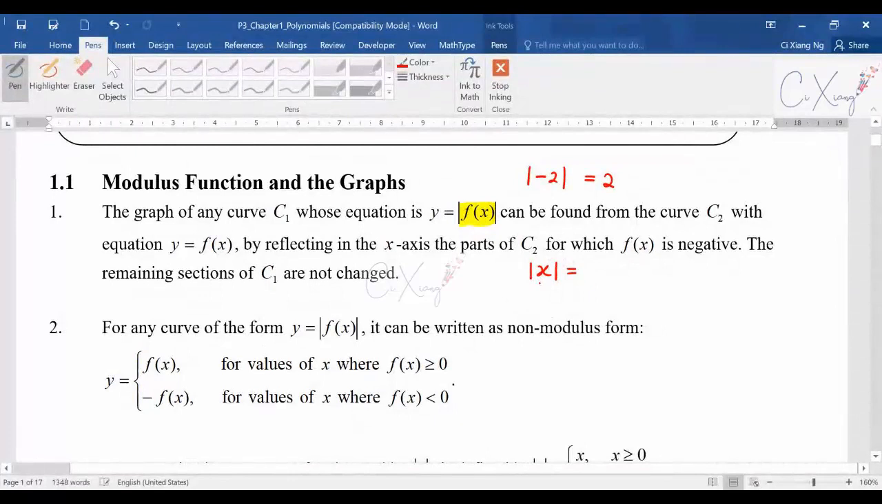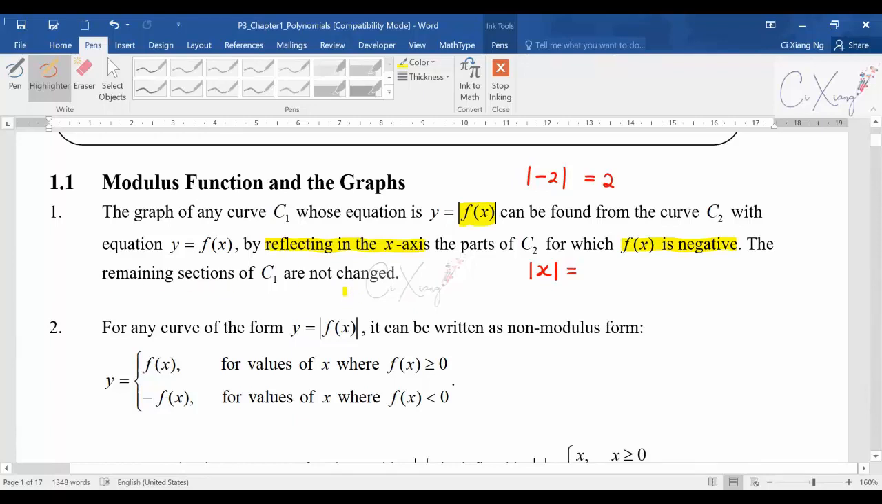And what will happen if we are having modulus x here? As what you learned before, if you're having a negative value, when you put the modulus, you're going to change it to a positive value. The same thing happens here. When you have a function, and if your function is negative, when you put the modulus to the function, you need to reflect the negative graph, so the negative part becomes positive. And the positive part will not be changed.